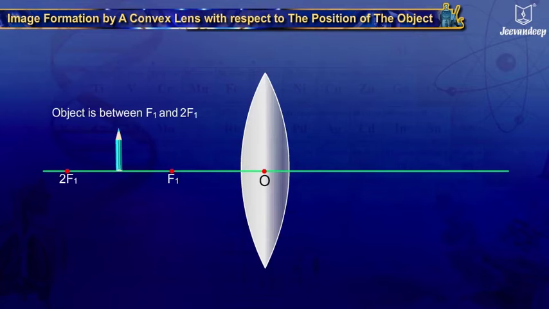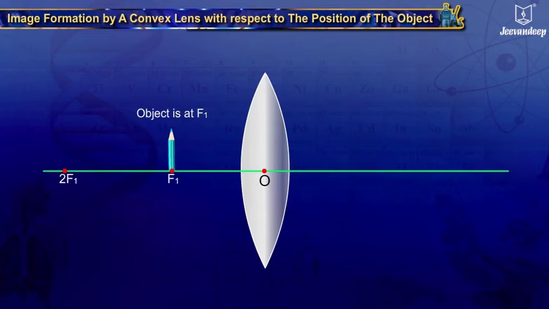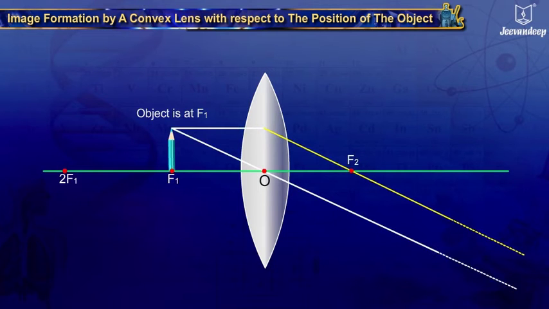When the object is between f1 and 2f1, the image is formed beyond 2f2. The image is magnified, real and inverted. When the object is at the focus f1, the image is formed at infinity. The image is infinitely large and highly magnified, real and inverted.